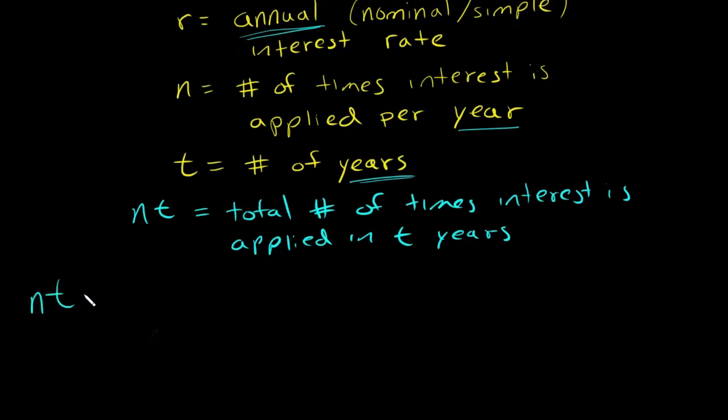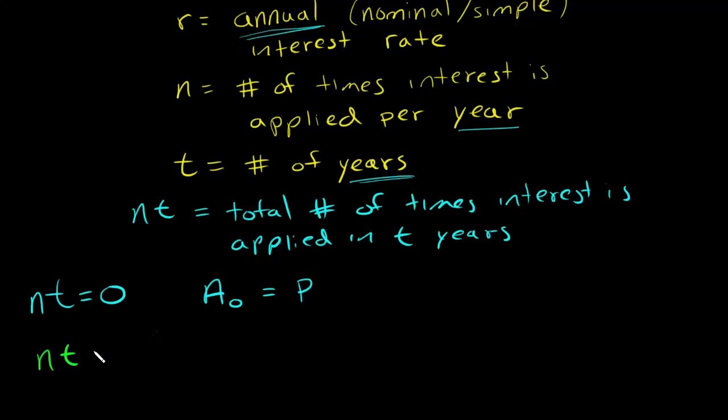Okay, so let's draw through what's going on here. Suppose NT equals 0, so you haven't applied any interest at all. I'm going to introduce a new notation, A subscript 0. The subscript is the number of times that you've applied your interest, and that's why this N times T is so important. So A subscript 0 would be the amount that I have at that time, which is just whatever your principal is.